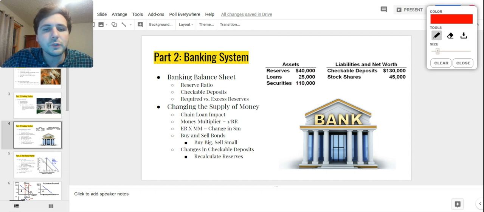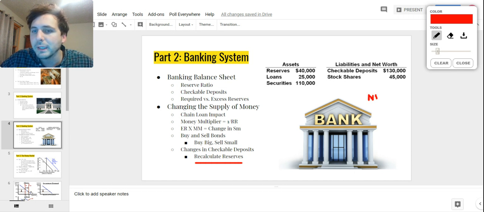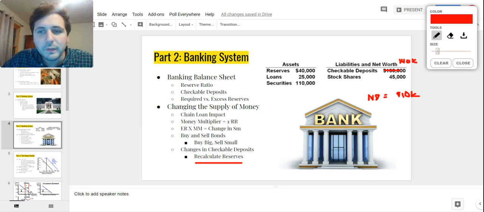Okay? Remember, whenever there's a change in checkable deposits, you have to recalculate reserves. So let's say there's a new deposit, ND, of 10,000. First, I increase my checkable deposits, so this is going to be 140,000 instead of 130. After I do that, I then calculate how much of this has to be set aside as required reserves and how much of it is excess. So I know 20% of this is going to be required reserves. So 20% of 10,000 is 0.2 times 10,000, which is going to be 2 grand.